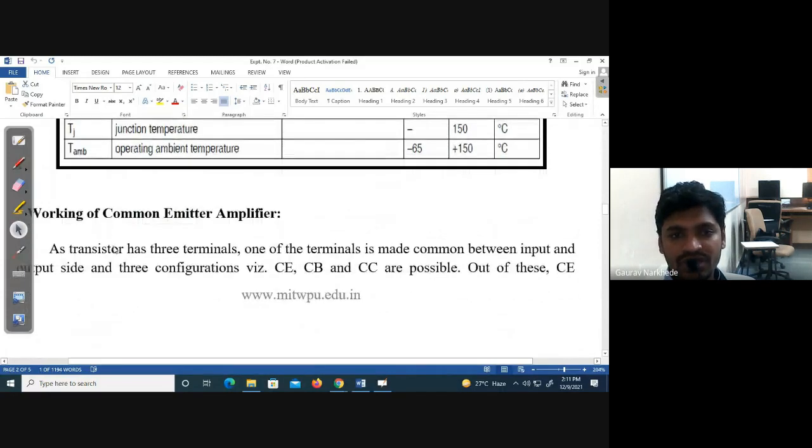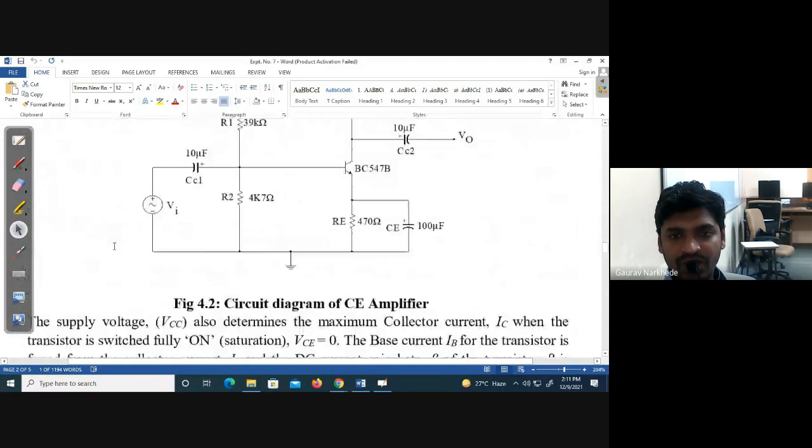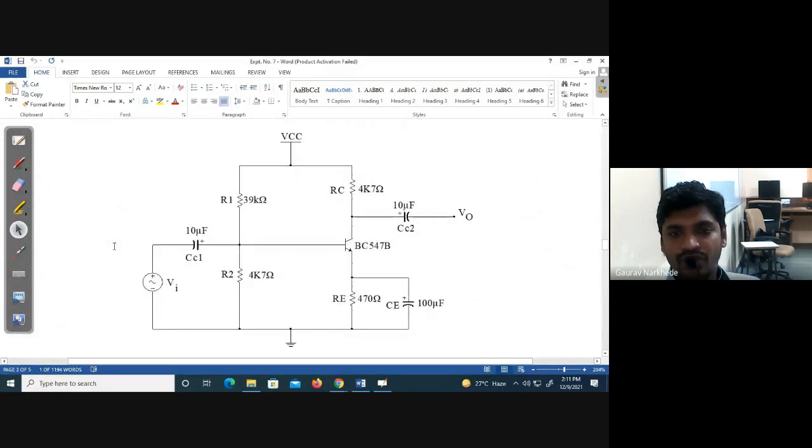So now we have seen the working of the common emitter configuration. Can we say that this is the same diagram which we have seen? Yes, sir. Correct. R1, R2 are there, RC is there, RE is there, coupling capacitor 1 and coupling capacitor 2 are there, and this is your bypass capacitor. We named it CB, but here it is CE. So not an issue. Okay.